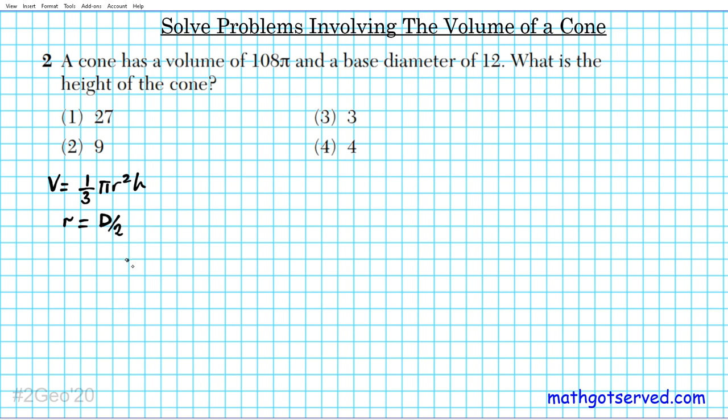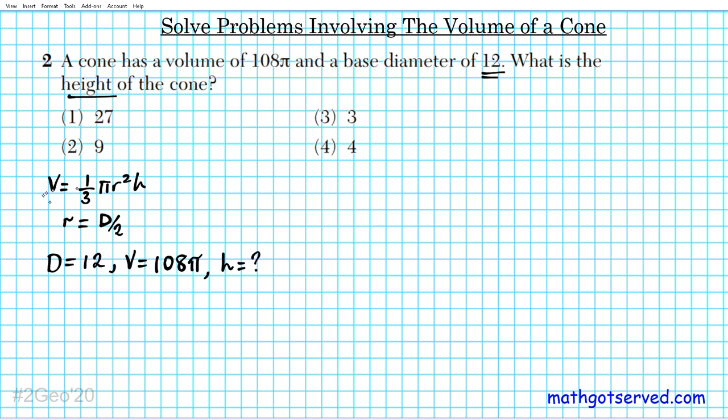So let's list what we have and what we need to find. What are some variables that we have? The diameter d is 12, that's given. We're also given the volume V, which is 108 pi. And we're asked to find the height h of the cone. So h is question mark.